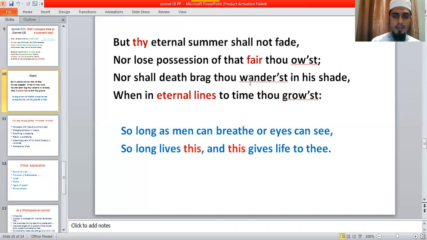his friend's beauty here. In this way, William Shakespeare gives immortality, he makes his friend's beauty immortal by writing this sonnet, by creating an art in this poem in English literature. So in this way, he immortalizes, he glorifies his friend. So this is in brief about the poem.